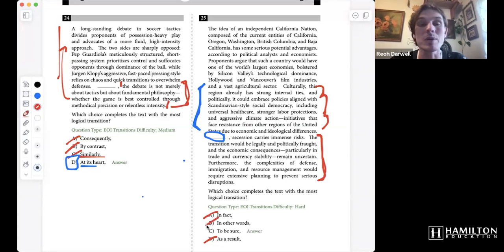In other words would mean we would be restating what came before. If we used in other words, what comes later would need to be rephrasings of why it's such a good idea to secede. However, we get a concession, right? We get the reasons why it's not necessarily going to be very practical to secede.